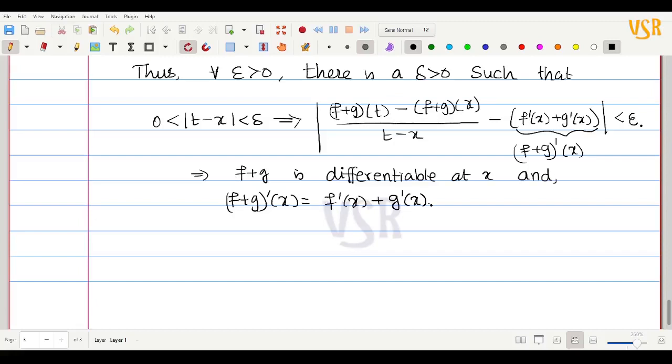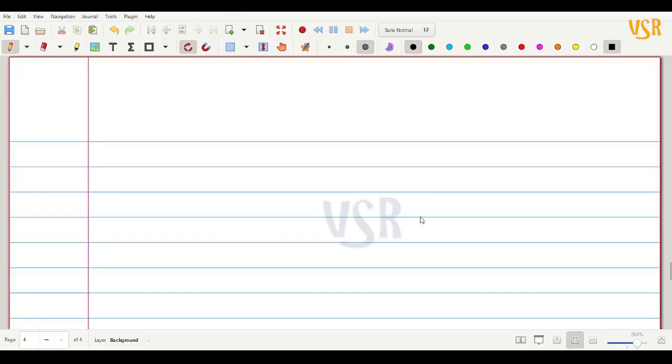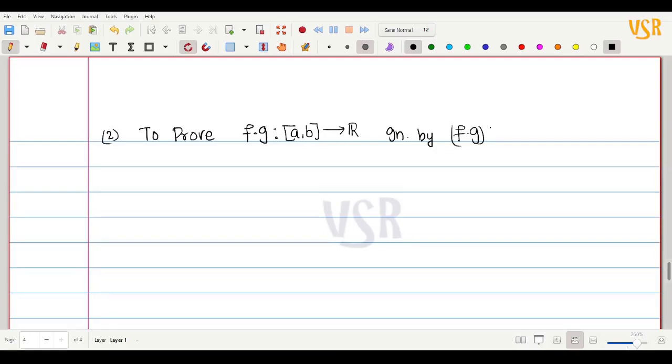This is the way we have proved it. Hey, are you following? Now let us go to the next problem. Number 2, we need to prove that f into g, a function from the closed interval a comma b to R, is defined by f into g of x equals f of x into g of x.